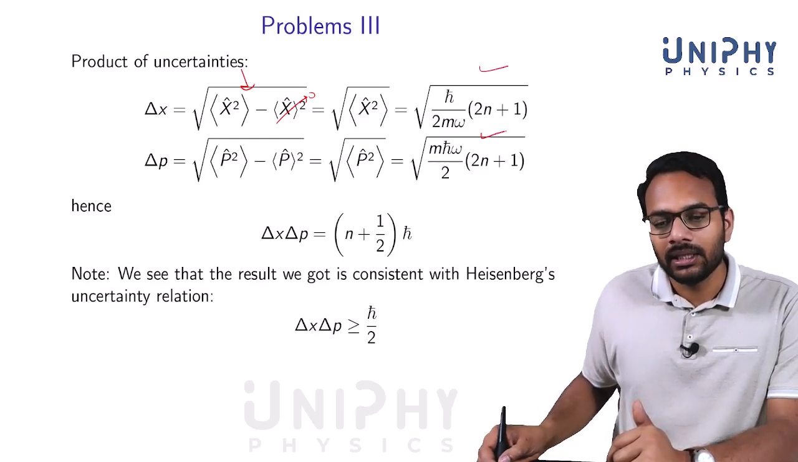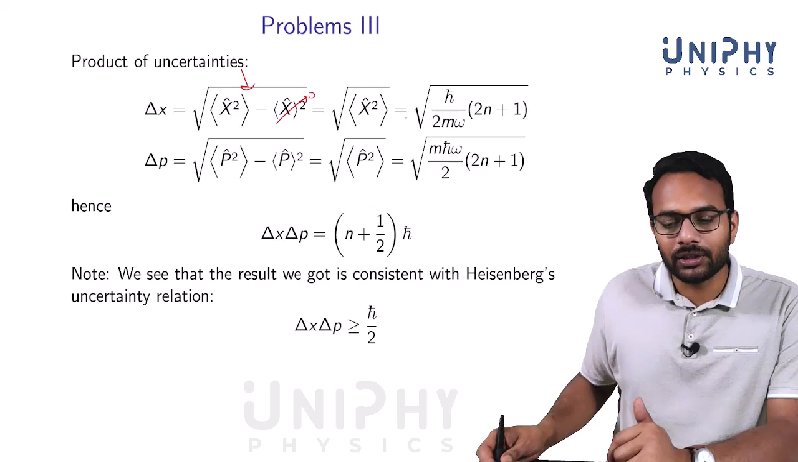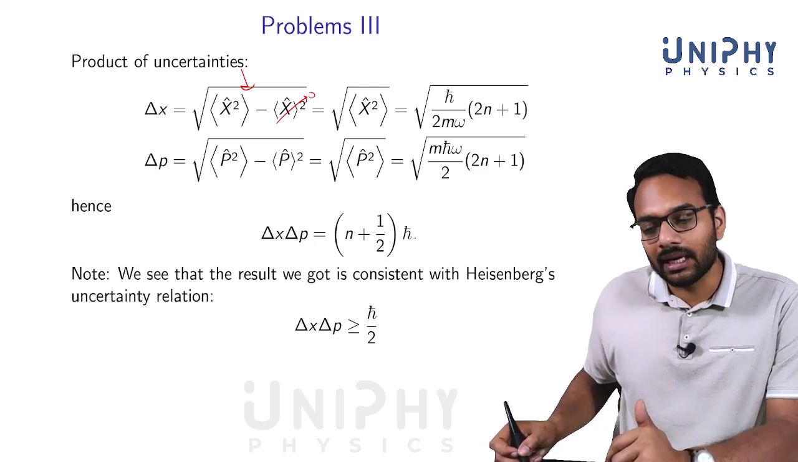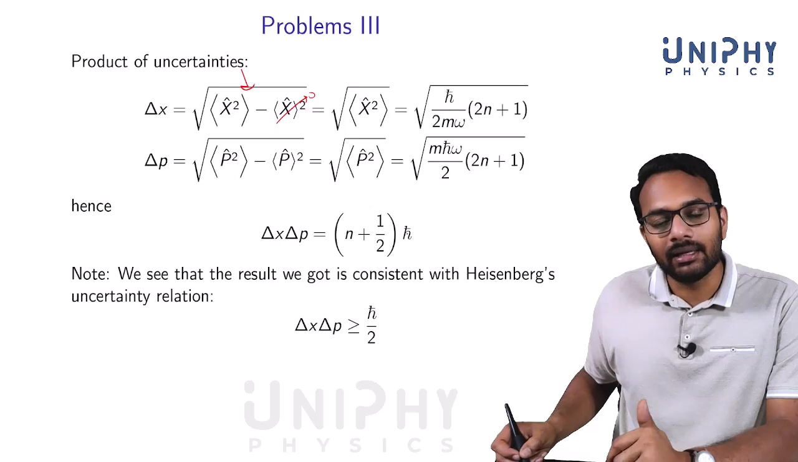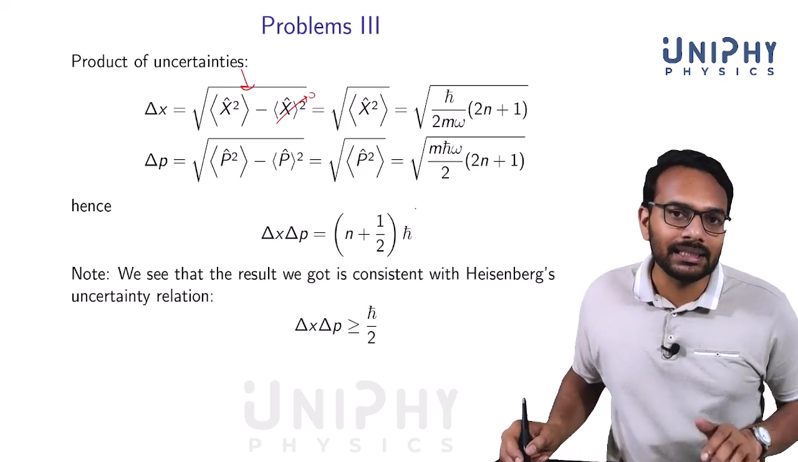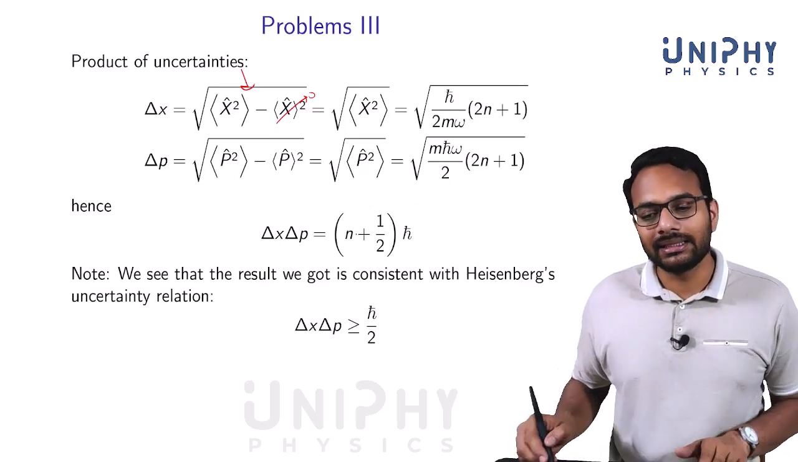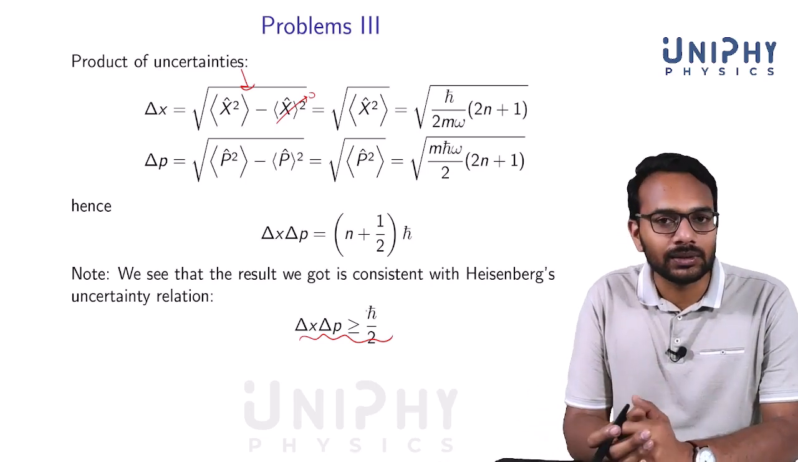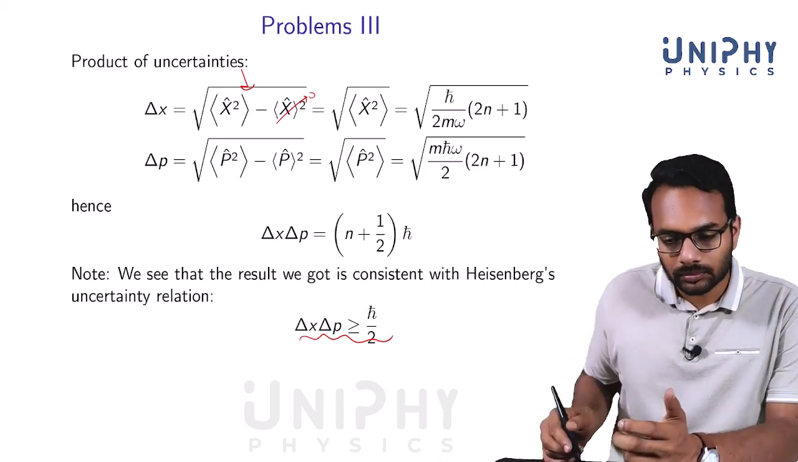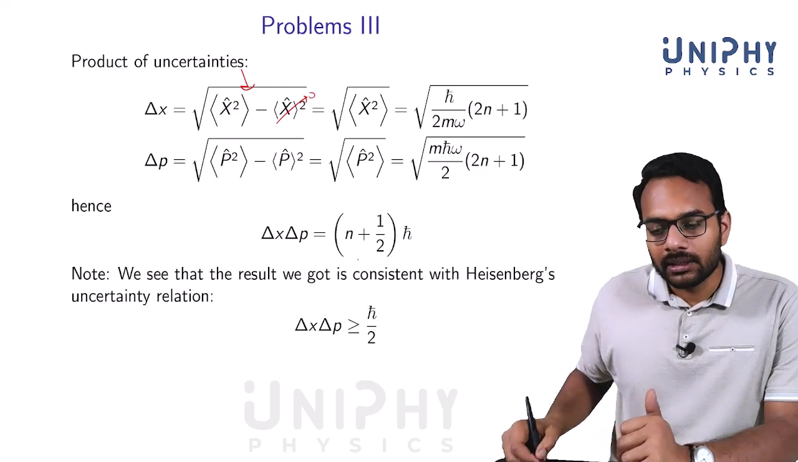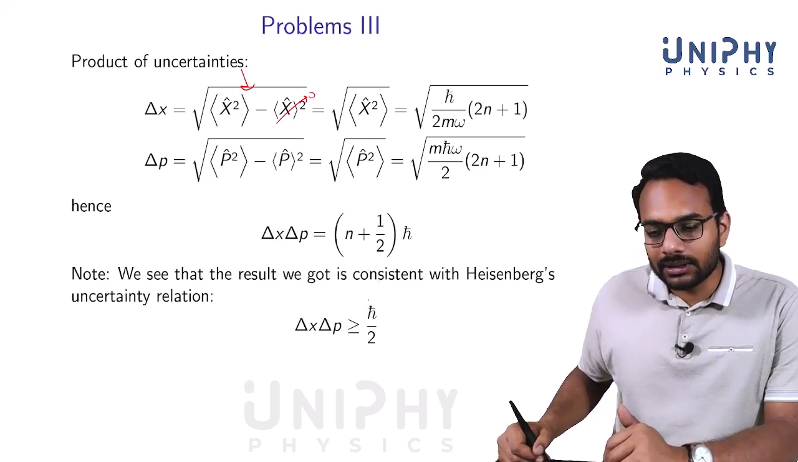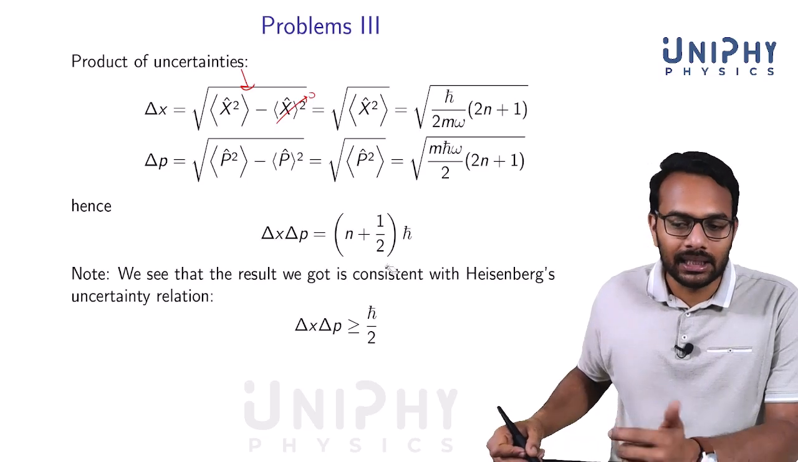Similarly for delta p. And the product of uncertainties we see is delta x delta p is n plus half h cross, and clearly we see that this obeys the Heisenberg uncertainty relation because delta x delta p is greater than or equal to h cross divided by 2. So this is consistent with the Heisenberg uncertainty relation.